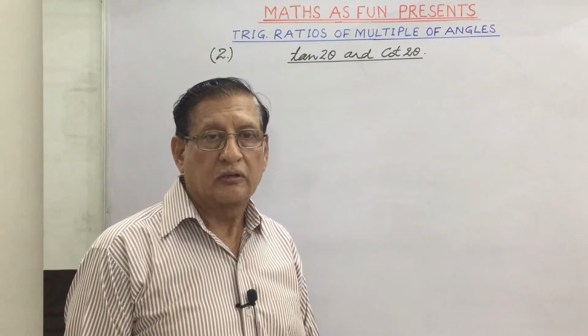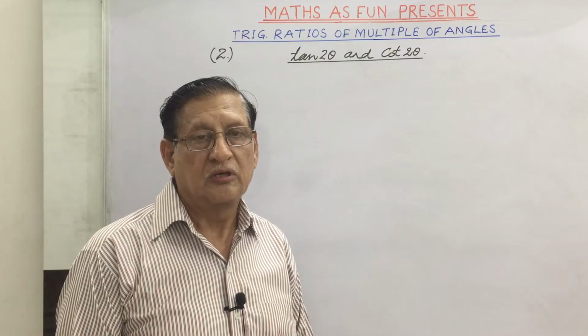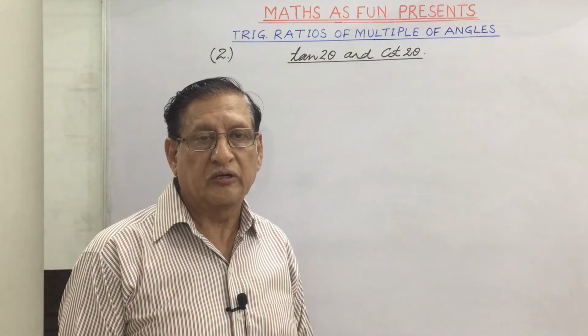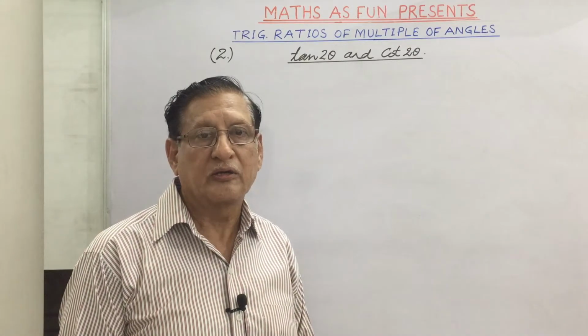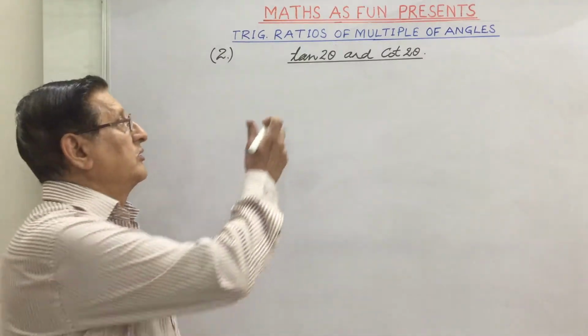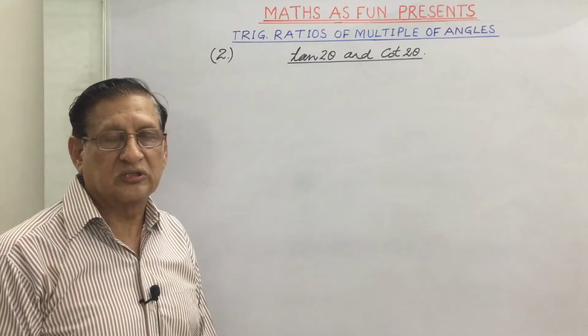Hello everyone. Continuing with the formula of trigonometrical ratios of multiple of angles. In the first part we have learnt about sine 2 theta and cosine 2 theta. In this second part we will learn about formula of tan 2 theta and cot 2 theta.